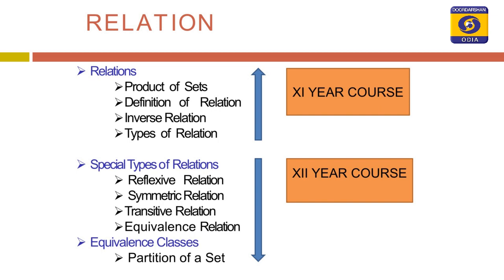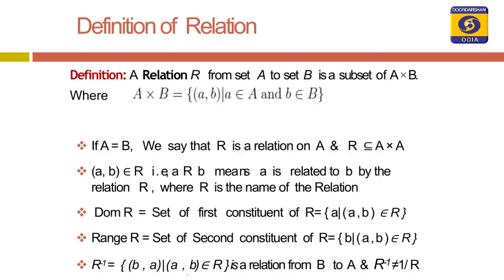So, let us quickly recap first year course. So, what is relation? Relation takes place between two sets A and B. Relation R from set A to B is subset of A cross B, where A cross B is the set of ordered pairs (a, b) such that a belongs to A and b belongs to B. If the relation takes place between two same sets, that is from A to A, we say it is on a set A. In that case, relation is subset of A cross A. (a, b) belongs to R means a is related to b by the relation R. You can give any name to the relation, maybe F.